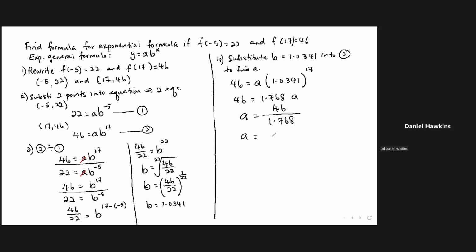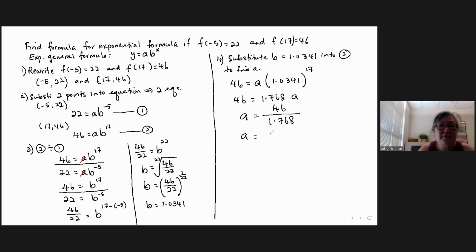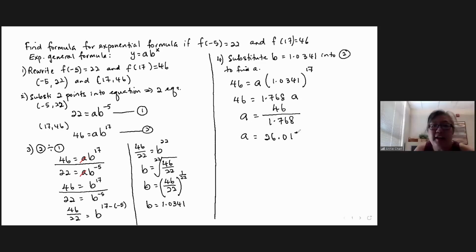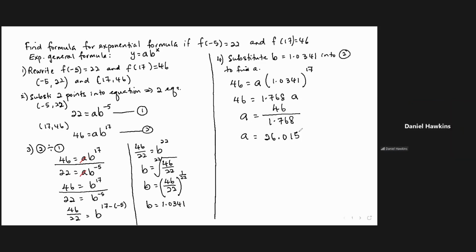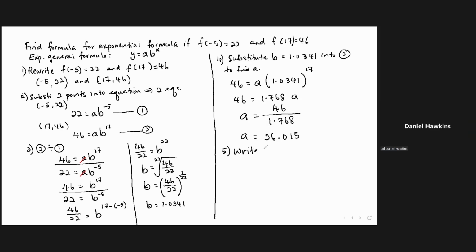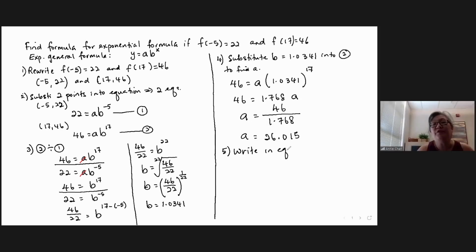46 divided by 1.768. 26.015. Okay. Are we done? No. What else do we need to do? We have to write the formula now, right? Yes. Write it in equation form.